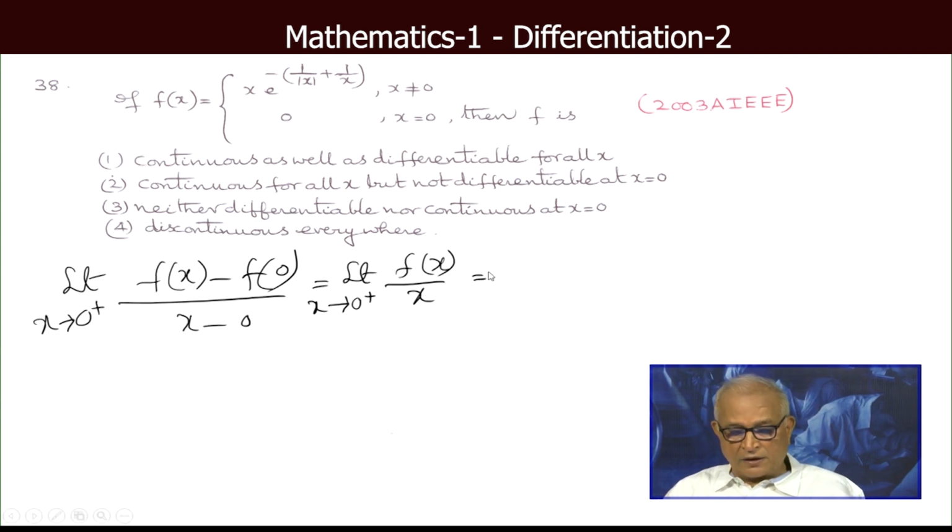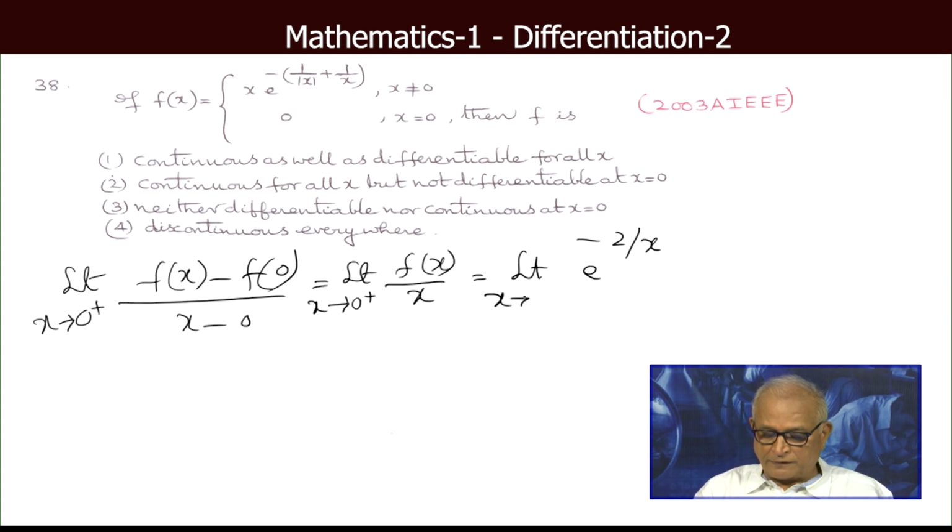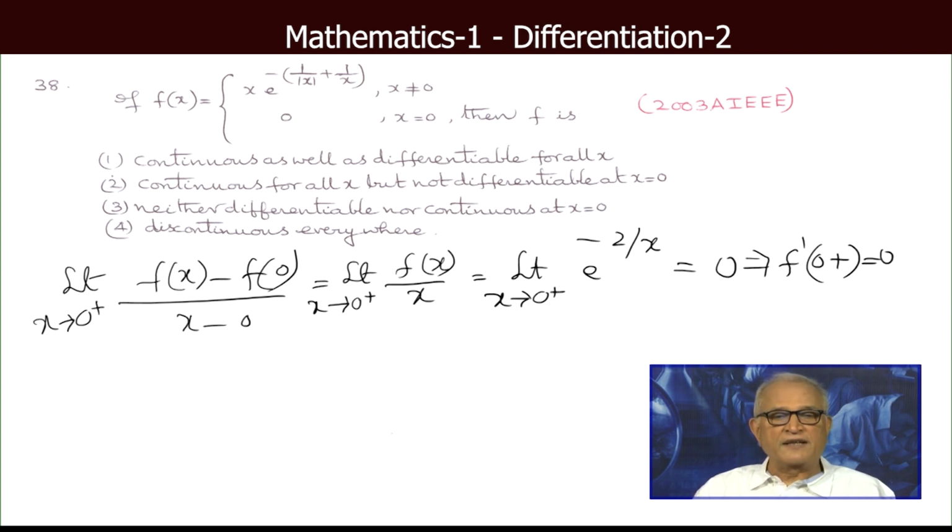What is fx by x? When x not equal to 0, fx is defined by x times e power minus of 1 by mod x plus 1 by x. But when x tends to 0 through positive values, mod x is same as x. So, therefore, this is a limit e power minus 2 by x as x tends to 0 plus. Now, when x tends to 0 plus, 2 by x tends to plus infinity and minus 2 by x tends to minus infinity. So, e power minus 2 by x tends to 0. So, f dash at 0 plus equal to 0 and the right hand derivative of f at x equal to 0 is 0.